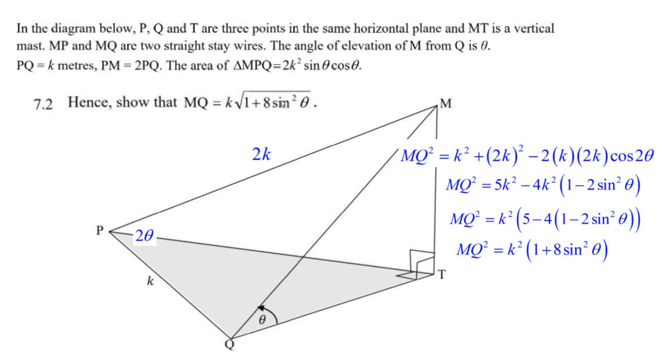Oh man, that looks almost exactly like it. All we got to do is square root it. And that's it. We've got it. MQ equals K times the square root of 1 plus 8 sine squared. That's what we're supposed to show.